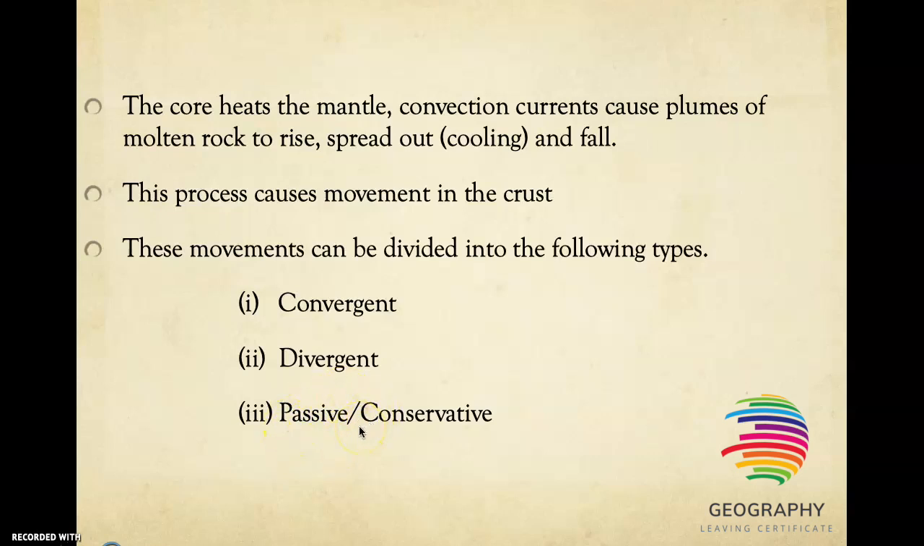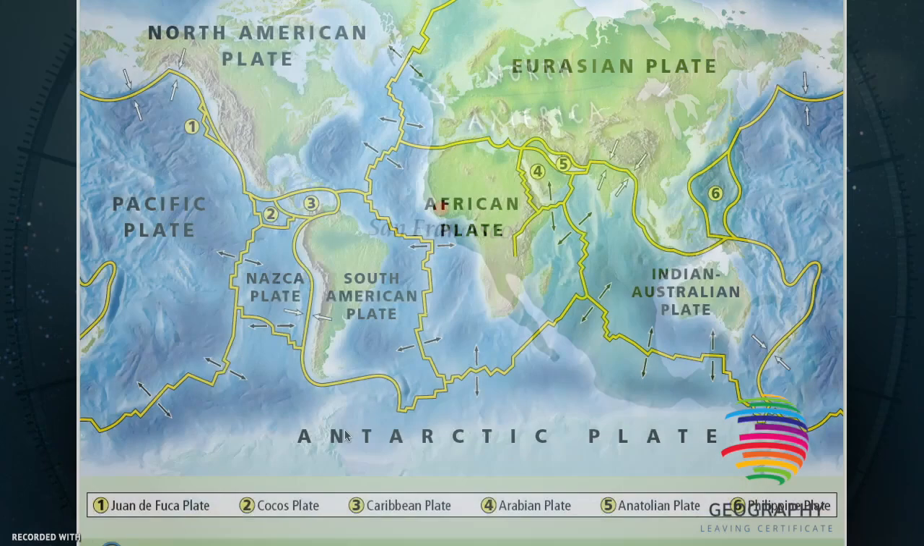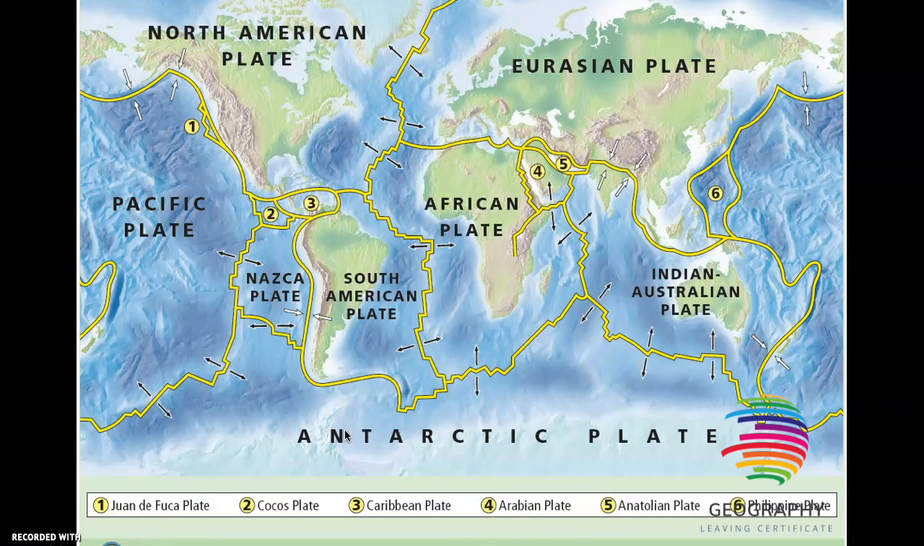Now, in sliding past each other, they could be going in the same direction. So the two plates could be going in the same direction, but one could be going faster than the other. And this causes a buildup of pressure. And we're going to have a look at that when we look at the North American plate and we look at the Pacific plate, where the Pacific plate and the North American plate are going in the same direction, but one is going faster. And I just wanted you to have a quick look at these plates.